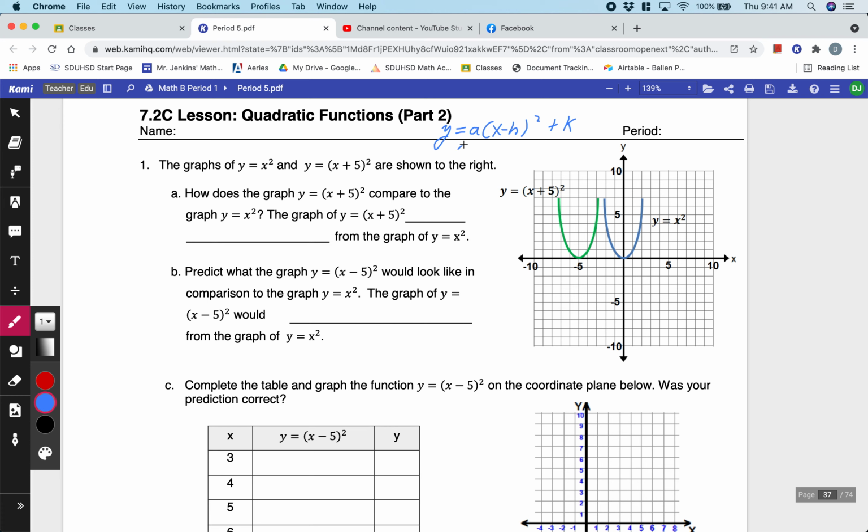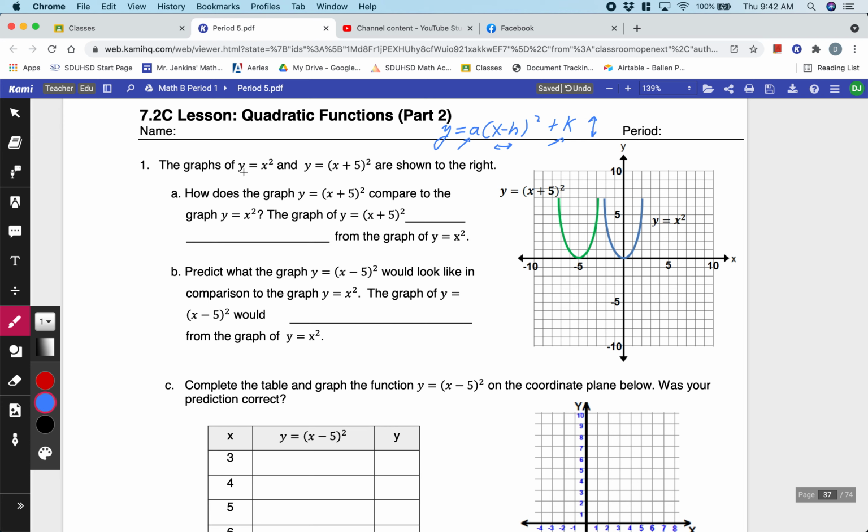We focused on the a values and k values, which dealt with vertical shifts with the k value and direction and width with the a value. Well, now what we're going to do is jump in and look at the h value, which shifts us left to right.